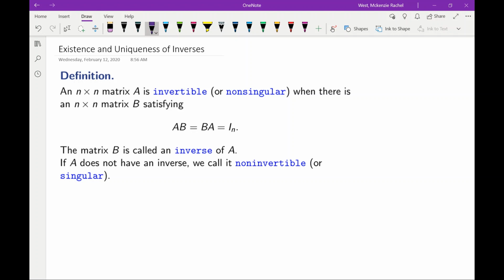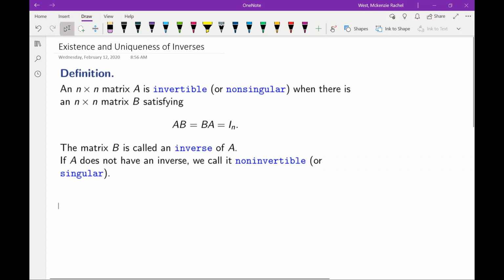Let's talk a little bit about the existence and uniqueness of inverses. So here on the screen, I have up the definition of an invertible matrix. And what we notice is that all it's saying is that we just have to find some B, a matrix such that A times B equals B times A equals the identity, in which case we call B an inverse. Right? So straight off the bat, we don't know that there's only one. We just need to find one.